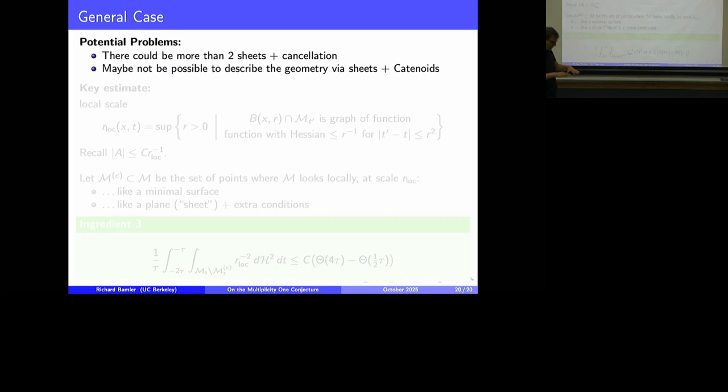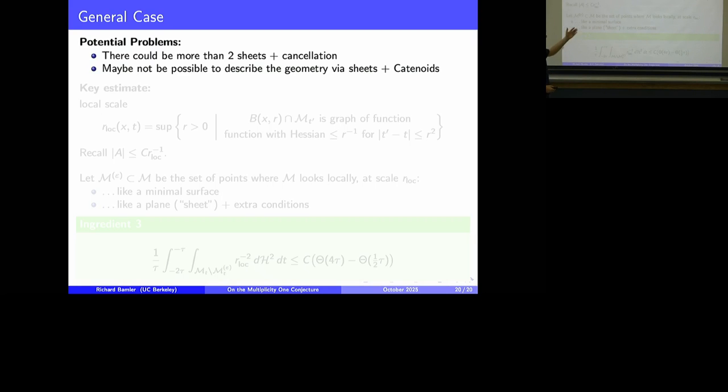Okay, so what happens in the general case? In the general case, you have to deal with two different issues. You could see more than two sheets that come together. And you could also see cancellations of two sheets. So you maybe have 3 sheets, and suddenly 2 sheets cancel, and you just see a single sheet. And then somehow the whole thing could move back and become 3 sheets again, and you could see weird behavior.